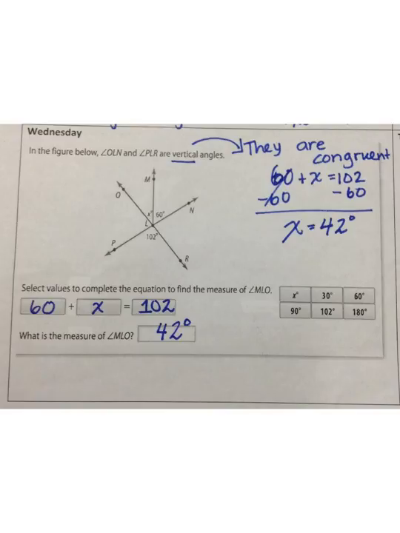Okay, so the two angles, since they are vertical angles, that means that they're congruent. So I set up an equation where if I add 60 and x, it's going to equal 102. I isolated the variable by subtracting 60 on each side, which means the value of x, or that angle, is 42 degrees.